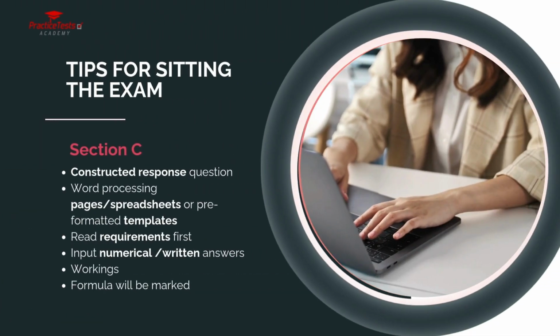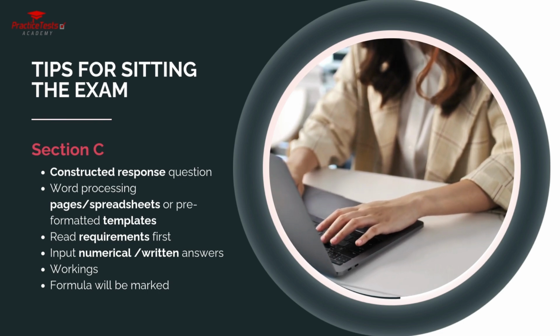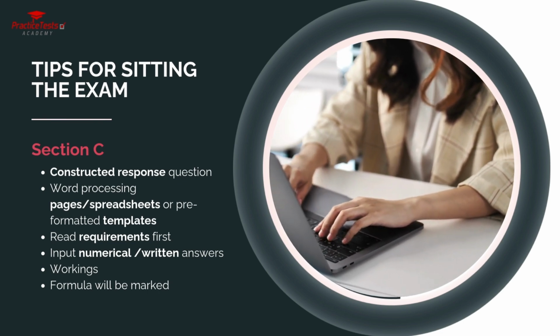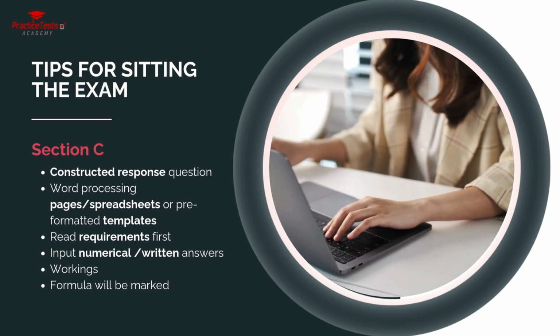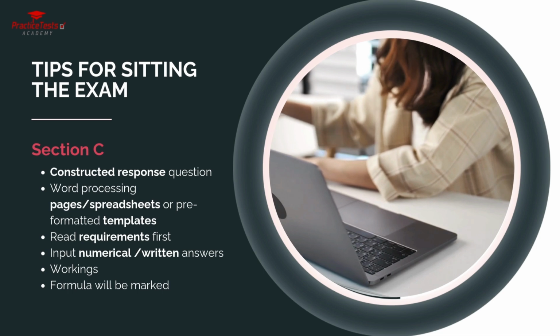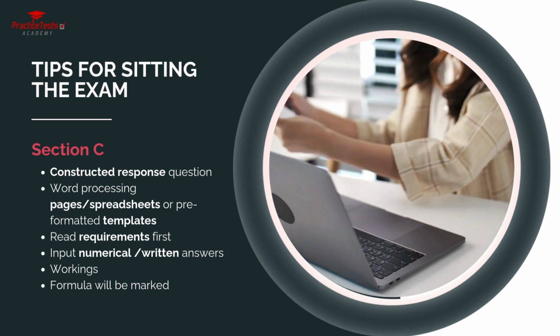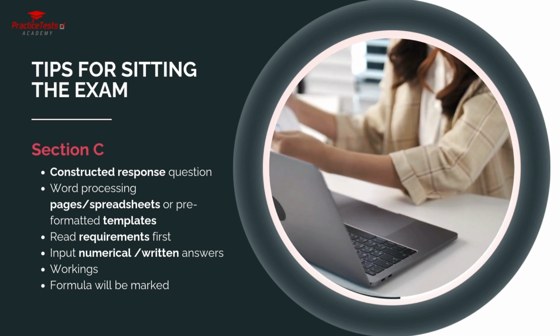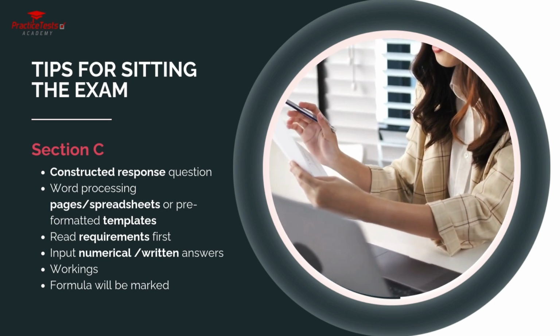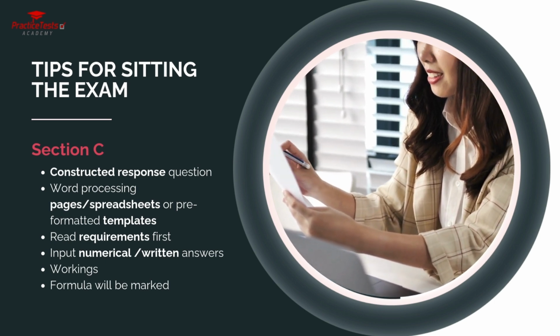And then moving on to section C, constructed response questions. You've got 3 of them, remember. There'll be word processing pages, spreadsheets, and there could be pre-formatted templates. So they could put down an income tax template for you to fill in. Or they've given you a blank spreadsheet and you have to construct that template. There will also be the word processing pages then for any written answers.